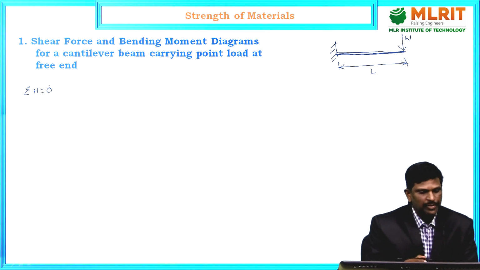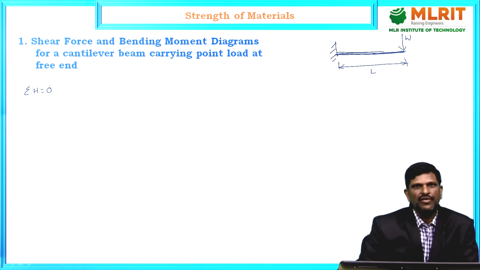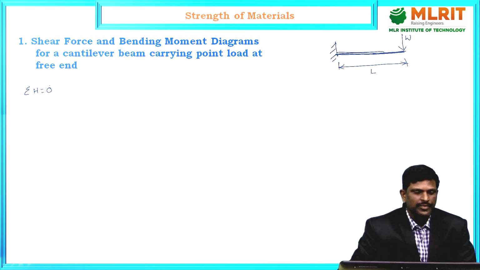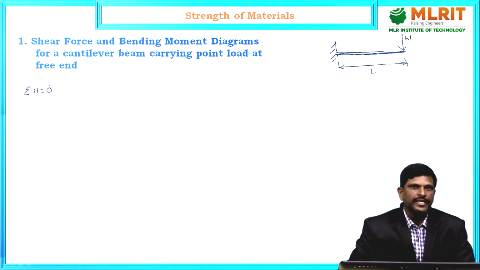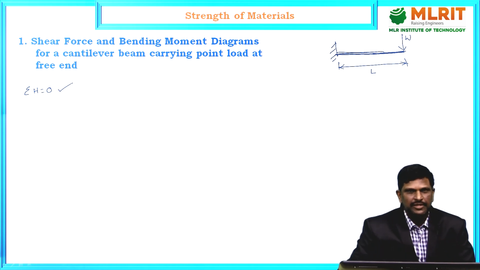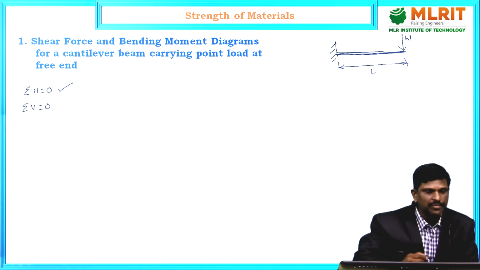The static equilibrium equations are sigma H equal to 0, sigma V equal to 0 and sigma M equal to 0. The sum of all horizontal forces is equal to 0, the sum of all vertical forces equal to 0 and the net moments about any point is equal to 0. Sigma H is 0, since there is no horizontal force acting on the beam. Sigma V equal to 0: sum of all vertical forces acting on the beam equal to 0.